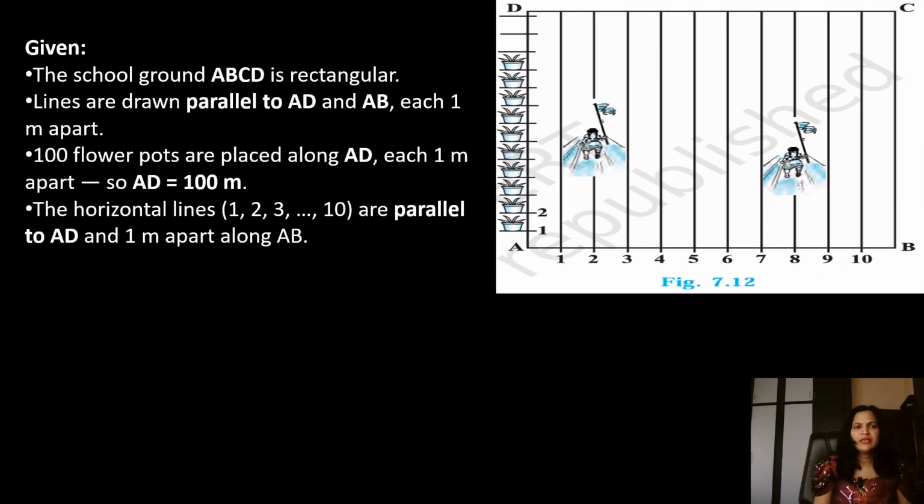So now, given the school ground ABCD. ABCD is a school ground. The lines are drawn parallel to AD. All the lines are parallel to AD. And AB, each 1 meter apart. Along AB, there is a 1 meter distance each.